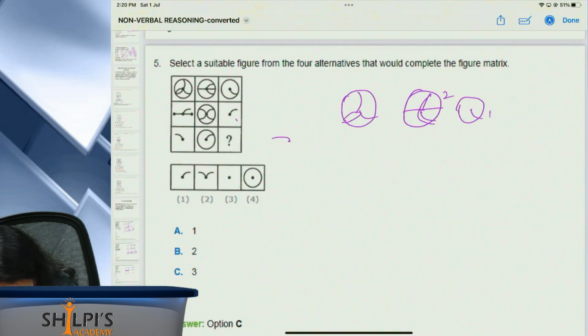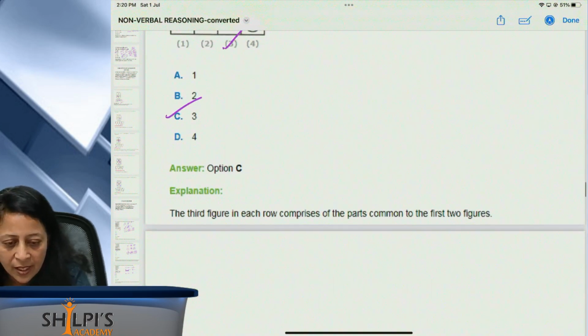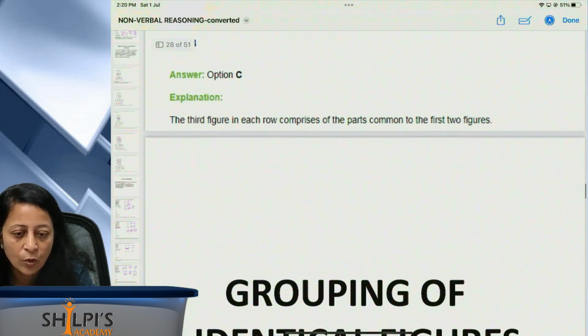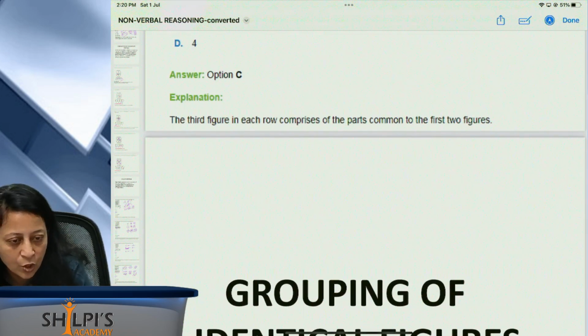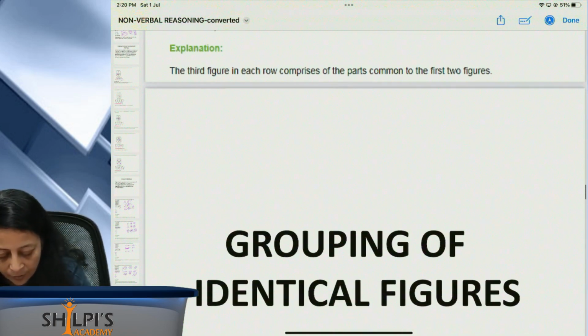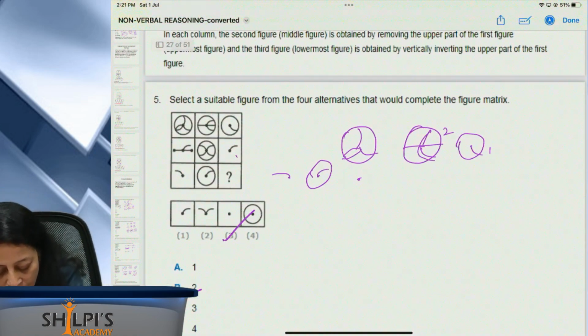Now what comes here is, you have got 1 line here, you got 2 lines here. Now what would have been this one? It should have been actually only a point, okay. So which is your option C, okay. So these are some type of questions. In the third figure, each row comprises the parts common to the first 2 figures, okay. So it takes only the common. So here what is common is here, here. What is common here is here and here and here. So here the common is here and here. So it is a dot, okay students.